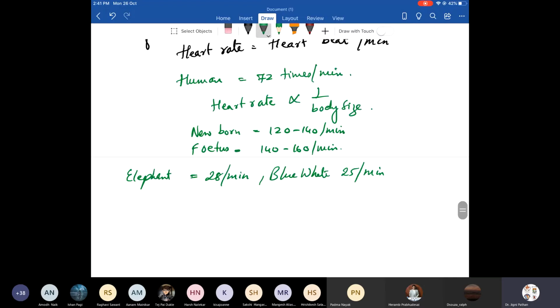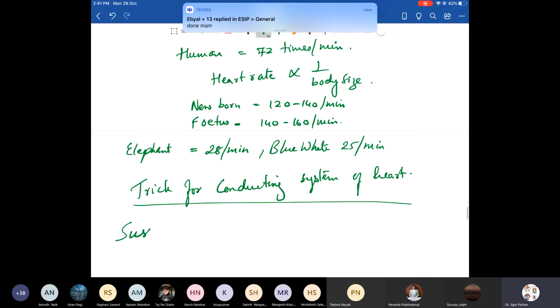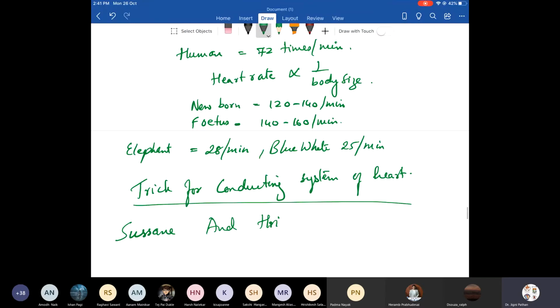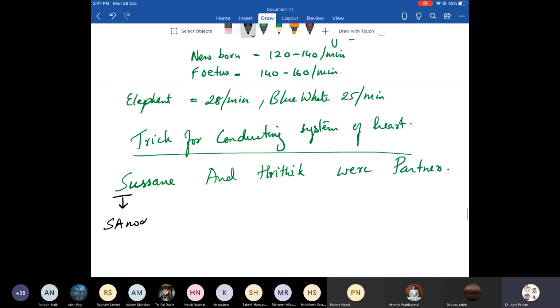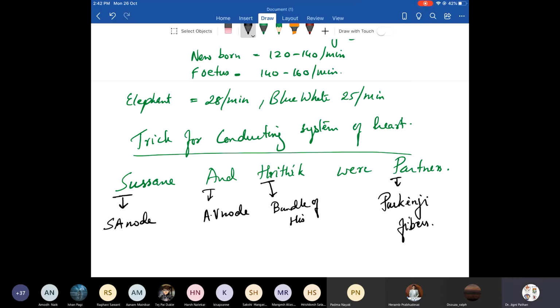Okay. Now, there's a trick for the conducting system of the heart. Suzanne and Ritik were partners. This is a trick. What does S stand for? SA node. A stands for AV node. H stands for bundle of His. P stands for Purkinje fibers. Are you understanding? SA is the pacemaker.